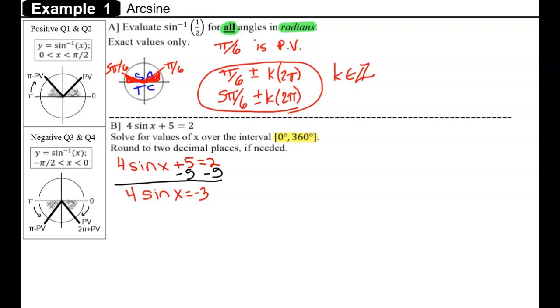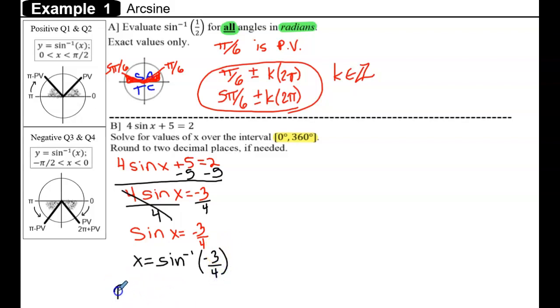And then we'll divide both sides by the coefficient on the function. And the 4's cancel. And we're left with the sine of x is equal to -3/4. Okay, to undo a sine, we need the arcsine. So x is equal to the arcsine of -3/4.